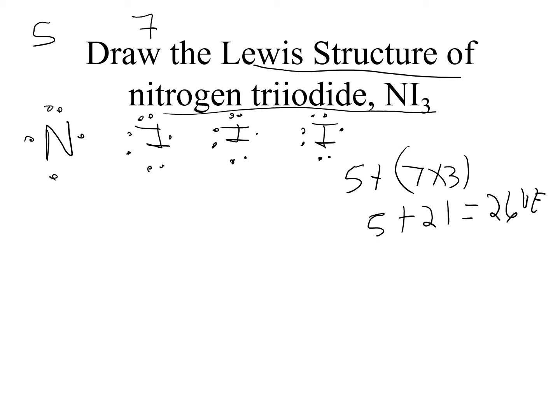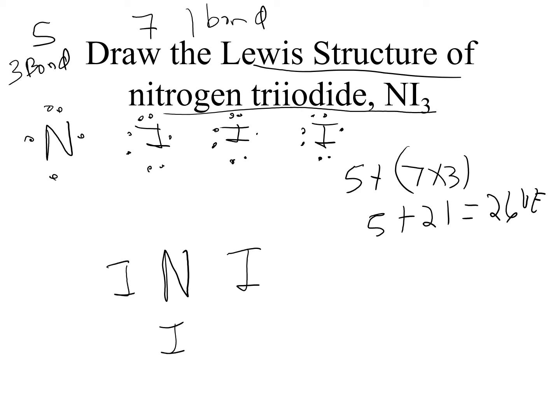Now we're going to put our skeleton structure together first. The skeletal structure is based on the number of bonds that can form; the element that can form the most goes in the center. So nitrogen has 5 valence electrons. It can form 3 bonds. Our halogens, our iodine, have 7 valence electrons, so they can form 1 bond. So the one in the center, you guessed it, is going to be nitrogen because it can form more bonds than the iodine. Nitrogen will be surrounded by our iodines.